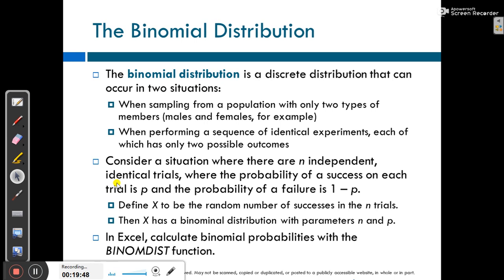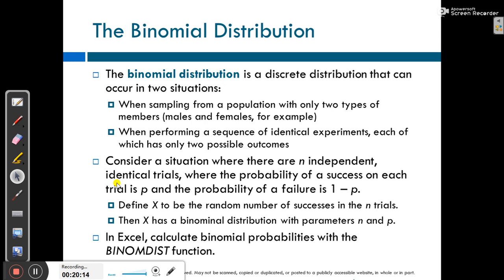The next one is the binomial distribution. The binomial distribution is a discrete distribution that can occur in two situations: when sampling from a population with only two types of members, for example males and females in a class, and when performing a sequence of identical experiments, each of which has only two possible outcomes. So two outcomes and two data samples.